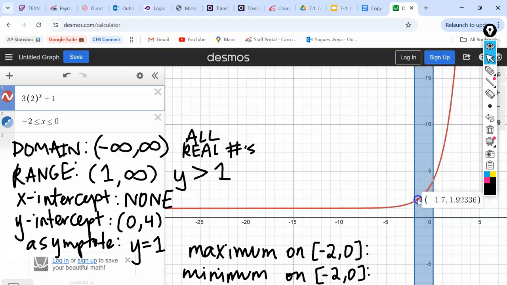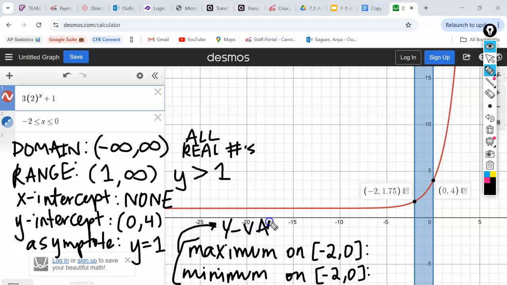Now if I look within this interval, I see 2 points, (-2, 1.75) and (0, 4). Now what's important, what we care about with the maximum and minimum is the y value. So my maximum is going to be 4. My minimum is going to be 1.75.